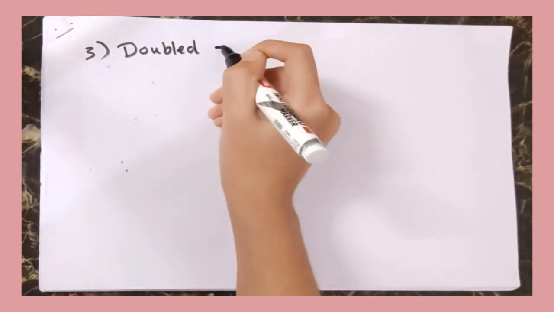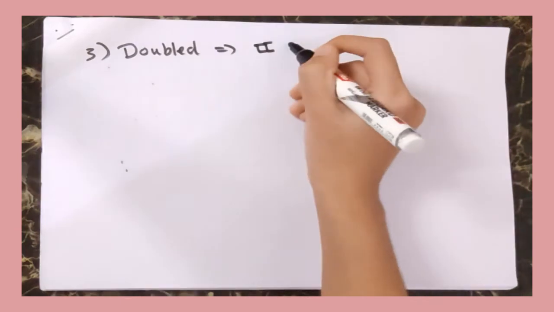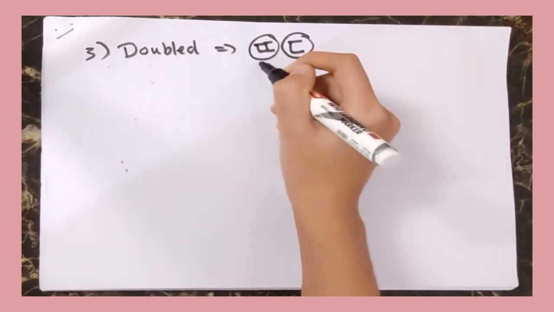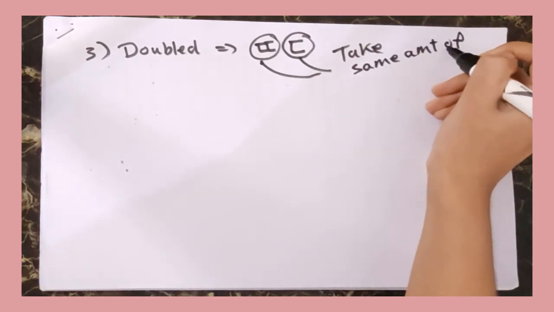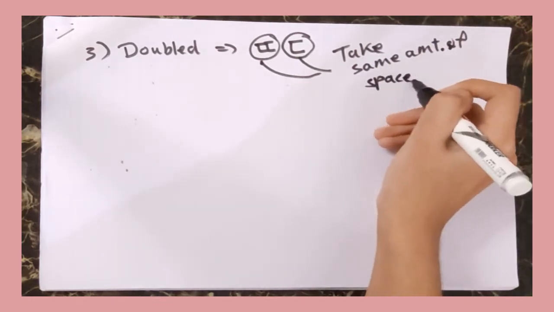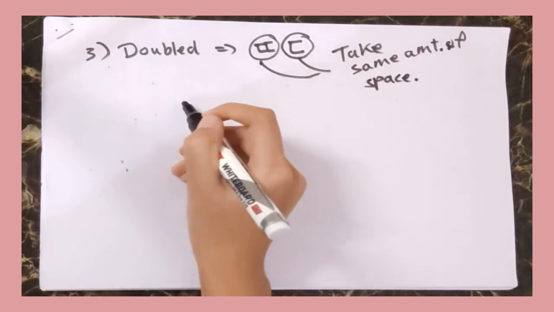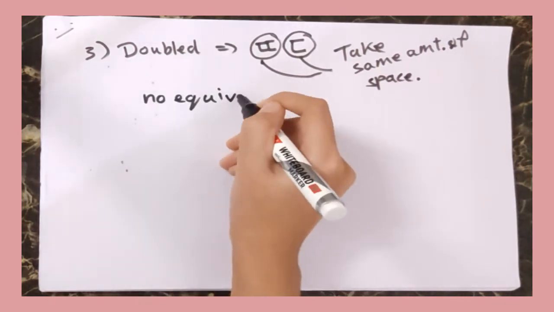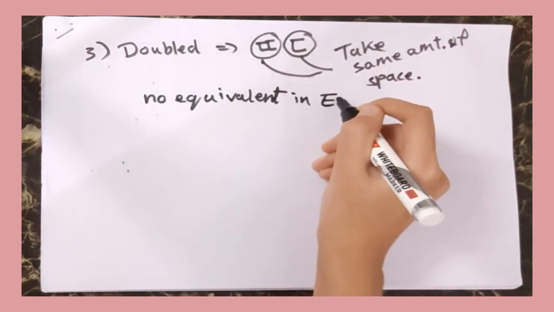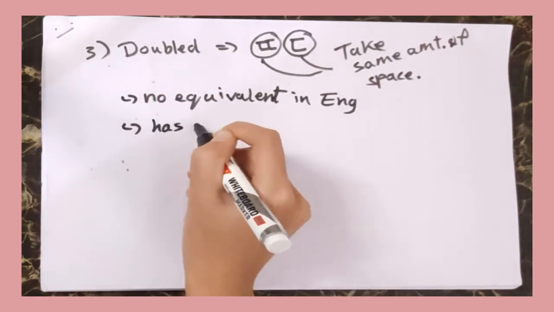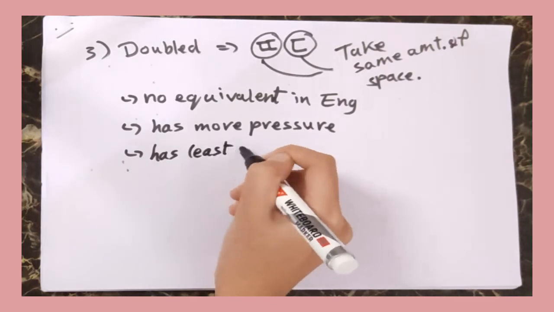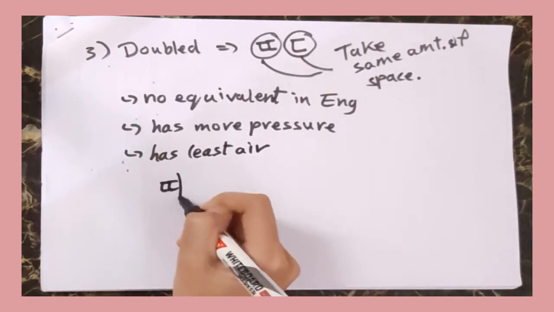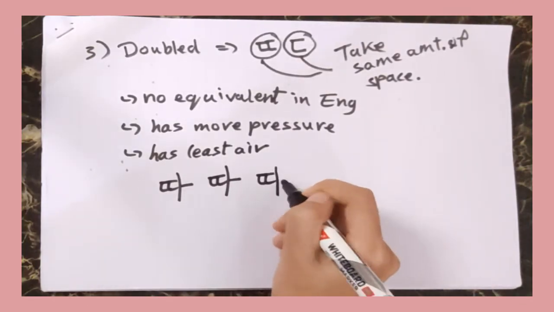So if you just write the base consonant twice, we get the double consonant, but obviously we need to write it in a very small font because we want it to take the same amount of space as the other consonants. Now this sound again has no equivalent in English. It has a lot of pressure and is spoken with the least amount of air of the trio. Listen closely. Ta, ta, ta.